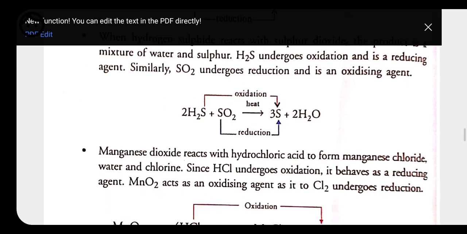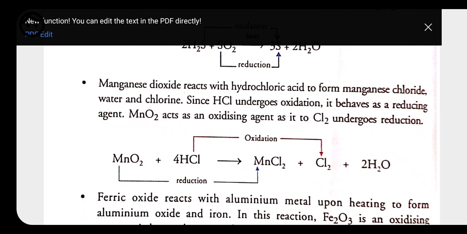Few more examples of this one. See, in the third example we have manganese oxide plus hydrogen chloride, and the product is manganese chloride plus chlorine plus water molecule. So in manganese oxide, manganese is going to lose its oxygen. Chlorine is present, but chlorine does not have any value for oxidation and reduction. We have to see only oxygen and hydrogen. So manganese is going to lose its oxygen, means reduction takes place. Loss of oxygen is reduction.